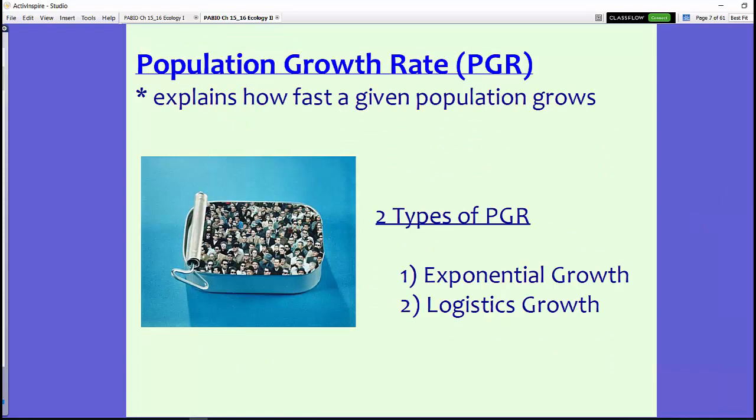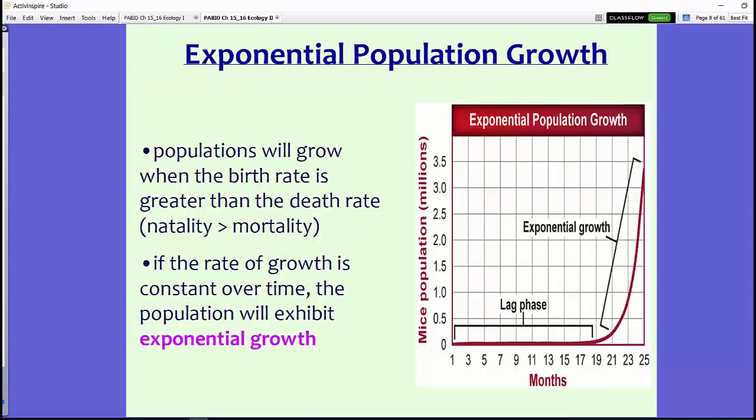Now, when we're talking about growth rate, we tend to talk about two types of growth. So we have exponential growth and logistic growth. We're going to take a look at different graphs for each one to see what the difference is. Now, the first one, exponential population growth, is where populations will grow when birth rate is greater than the death rate. So more births are taking place than deaths. Now, if the rate of growth is constant over time, the population will exhibit exponential growth.